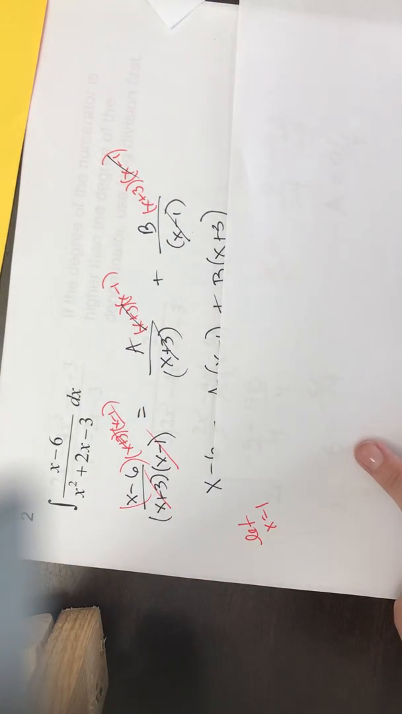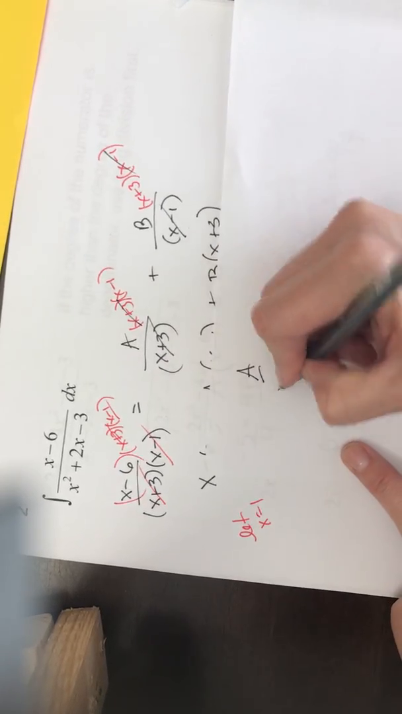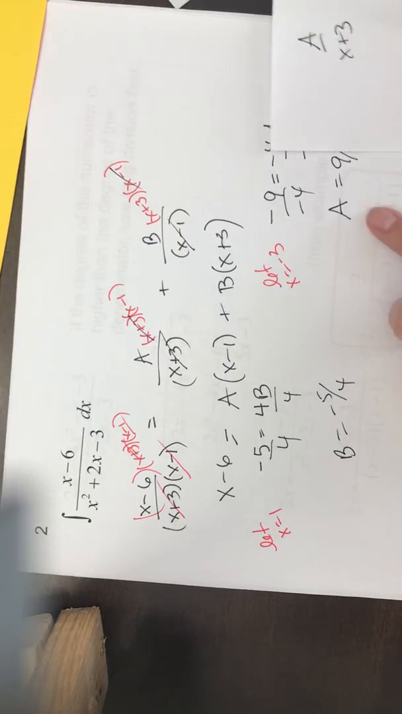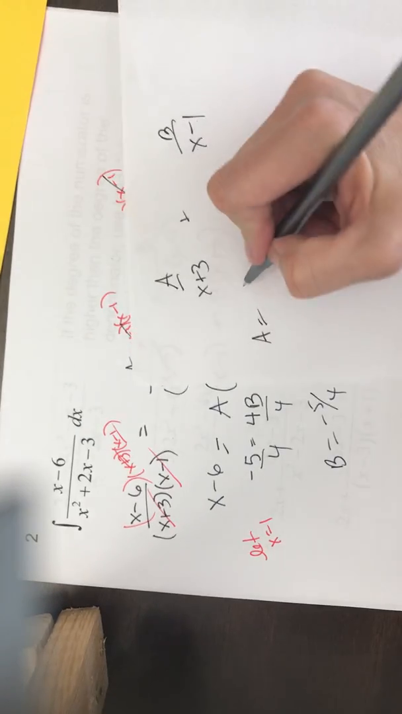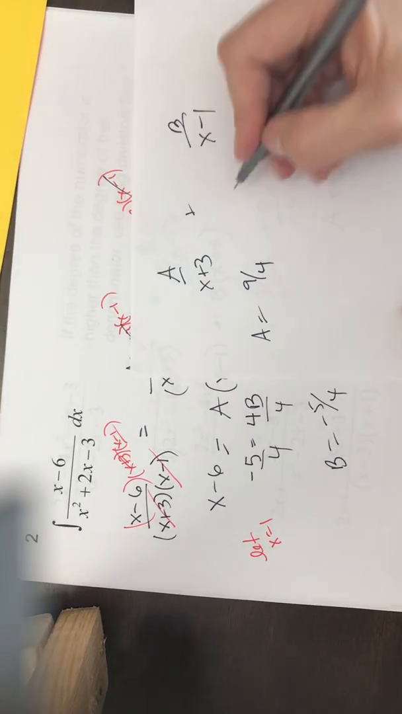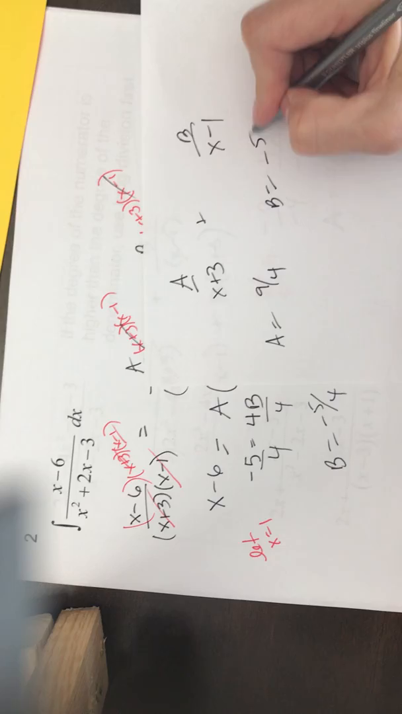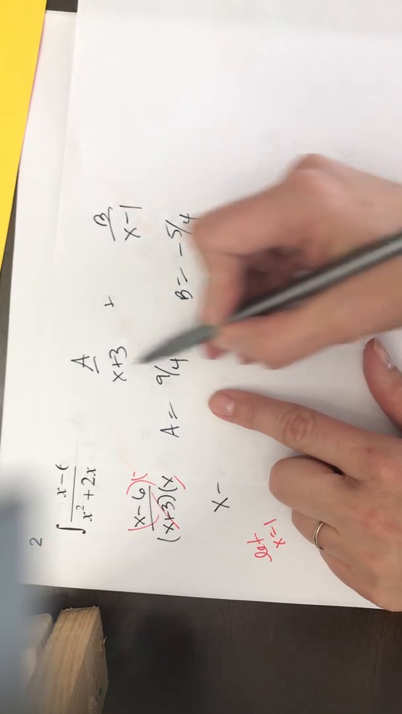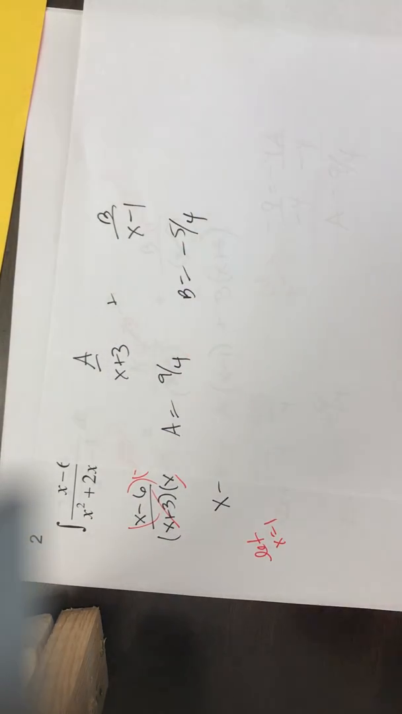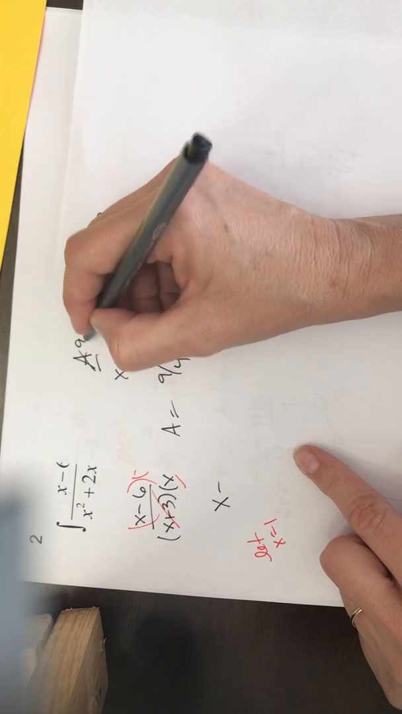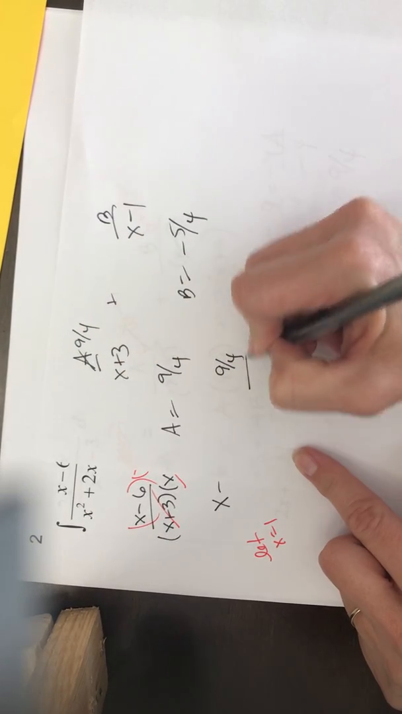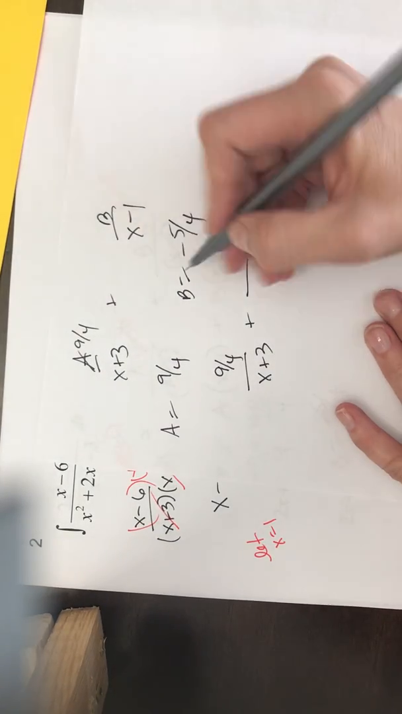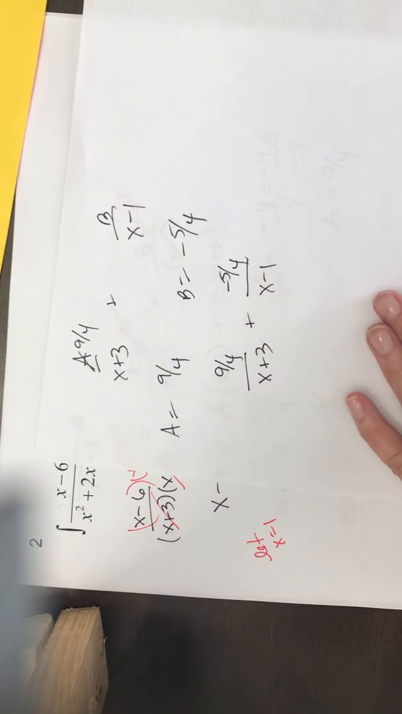I have A over x plus 3 plus B over x minus 1. We found that A was 9/4 and B was negative 5/4. Is everybody with me for now? Plug that A in on top of the numerator and oddly leave it as a fraction. So plug in the 9/4 right here and leave it like that. It's 9/4 over x plus 3. It's just easier to integrate, you're going to see in a minute. Plus, the B is negative 5/4 over x minus 1.